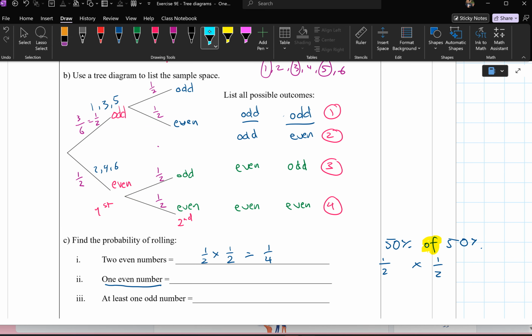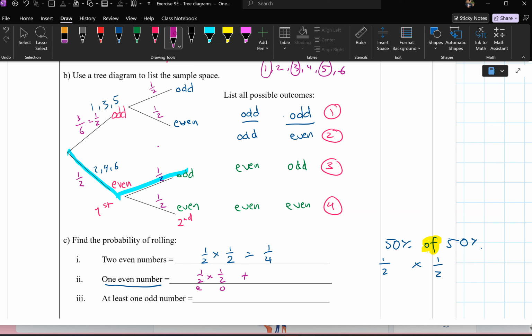If you want just one even number, here's one even. Even on the first go, odd on the second. So you can have half times half. This is odd. Sorry, getting an even first and then an odd second. But what's the other option you can have? What's the other way that you can get one even?